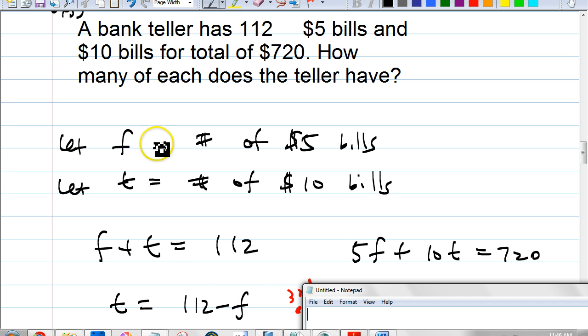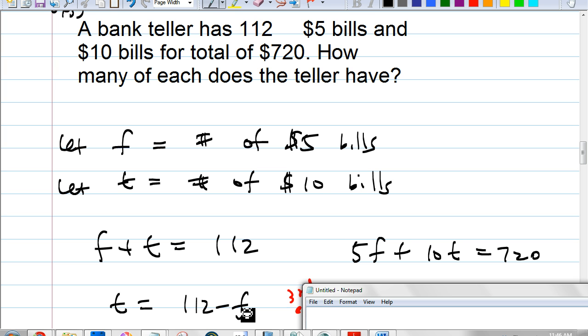Let F be the number of $5 bills. Then 112 minus F is the number of $10 bills. But we're kind of doing them separately now. Who could then tell me the third equation? We just have to now plug in. Okay, you simplified it, didn't you? That's good. I don't think I did, so let's just do it as if I didn't. But you get the same answer as me.